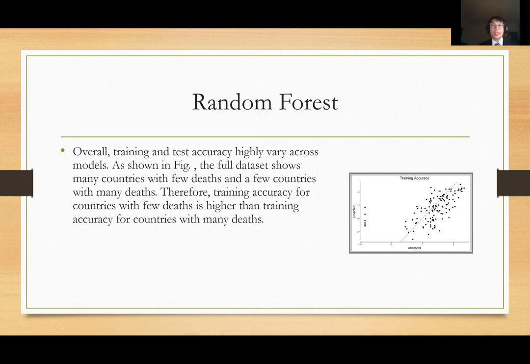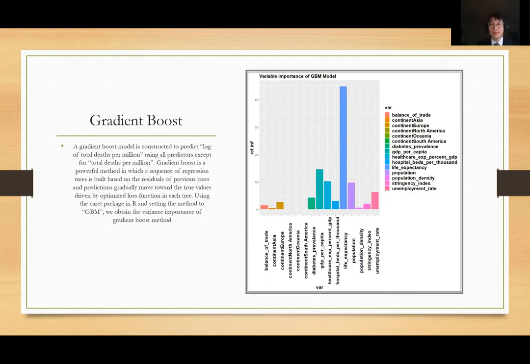Overall, the training and testing accuracies for the random forest vary highly across models, as shown in this picture. The full data set shows many countries with few deaths and few countries with many deaths. Therefore, training accuracies for countries with few deaths are higher than training accuracies for countries with many deaths.